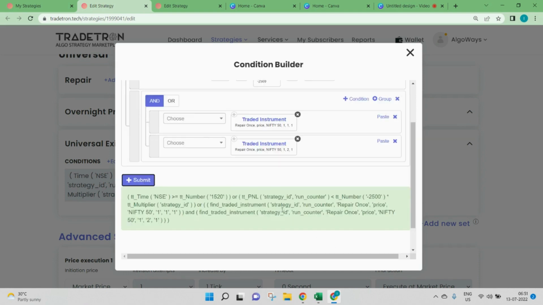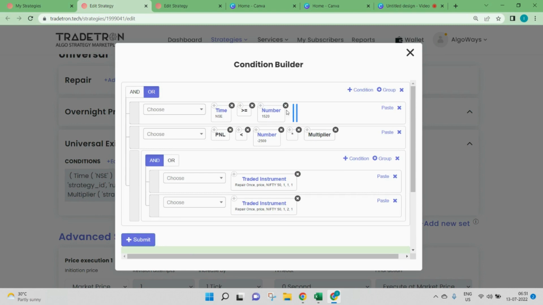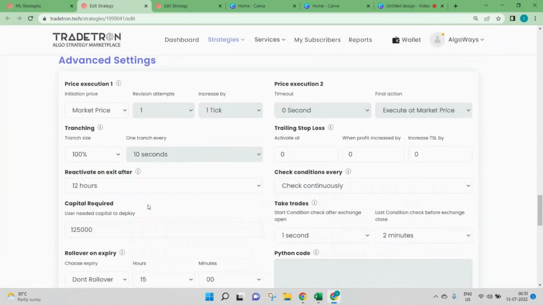So the universal exit will check whether time is 1520 or your stop loss has hit, which is not; time is not 1520 yet, but both the legs have exited. So in that case, it will make the universal exit and wait for the 12 hours to get reactivated.